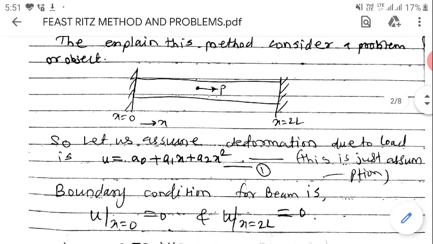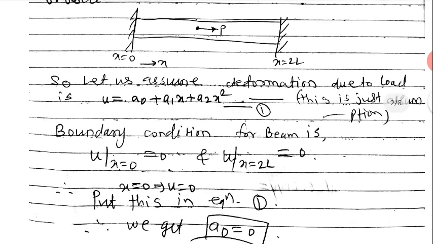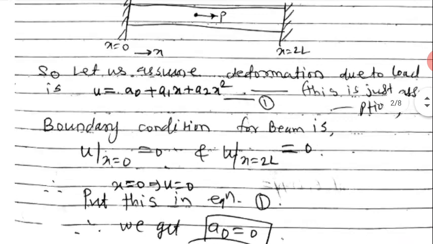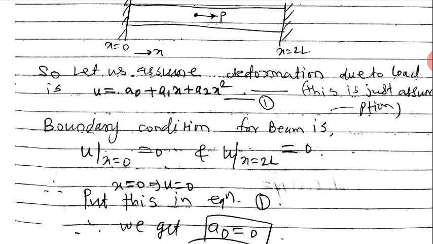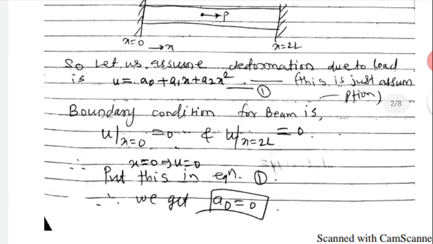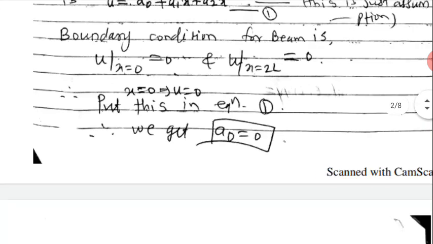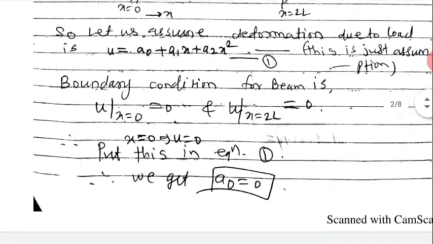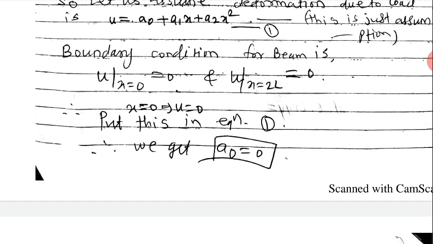We can assume the deformation due to the load as u is equal to a0 plus a1x plus a2x square, because this is just the assumption we are making. We take it as equation number 1. The boundary conditions for the bar are u at x is equal to 0 is 0, and u at x is equal to 2L is also 0. Putting x is equal to 0 and u is equal to 0 in equation number 1, we get a0 is equal to 0.